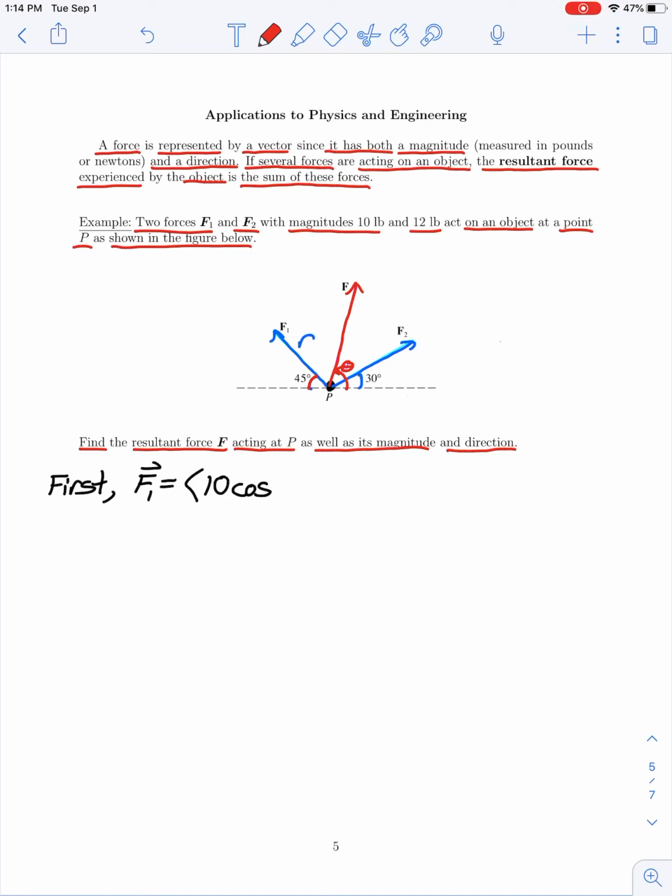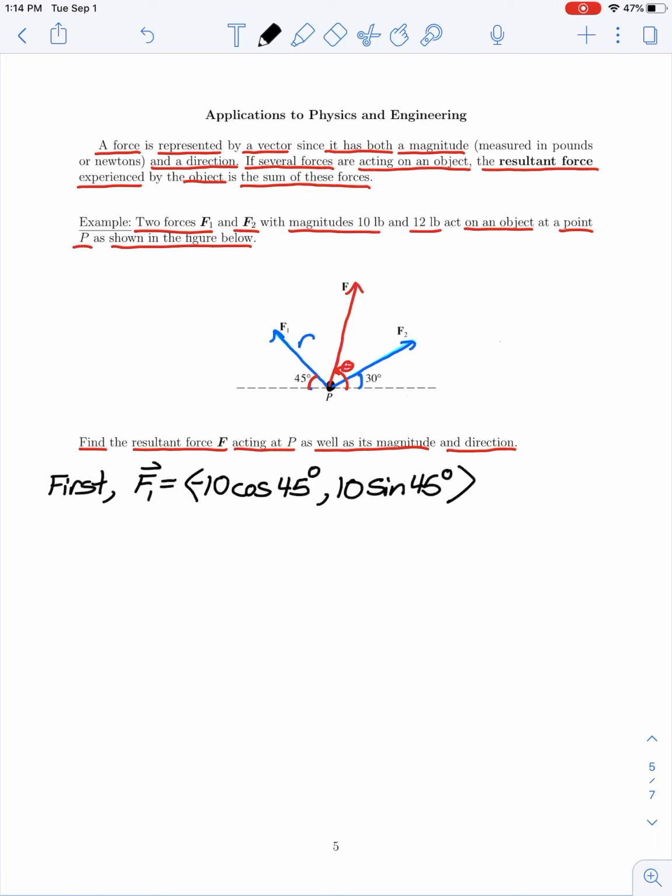And since this vector is pointing towards the left from the origin, our point P, its x component would be negative. So I could calculate this as negative 10 times cosine of 45 degrees. And my y component would be the magnitude r times sine of 45 degrees. And since this vector is pointing upward from the origin, the y component would be positive.